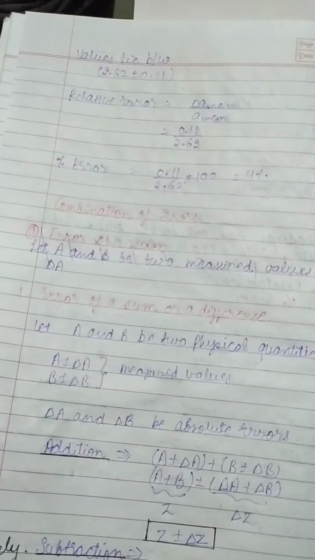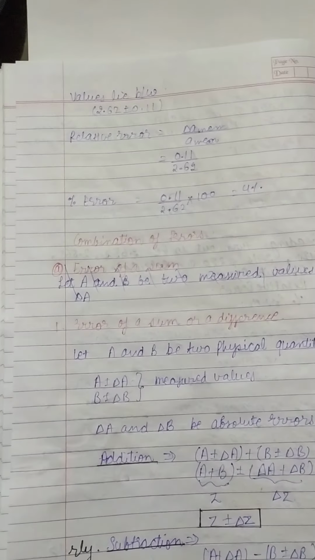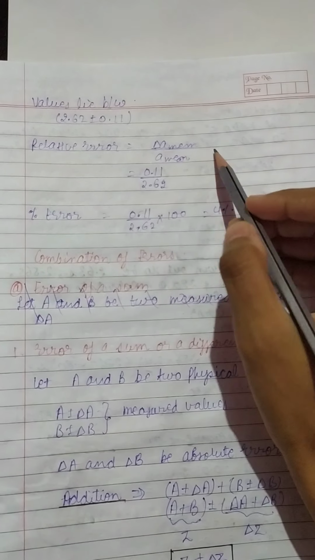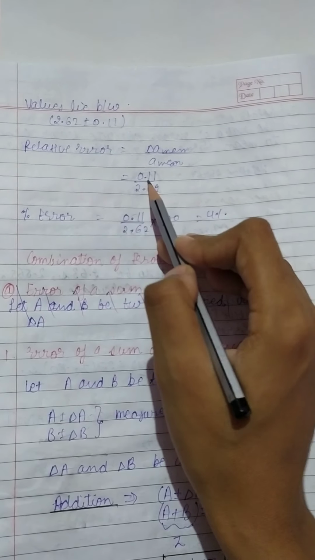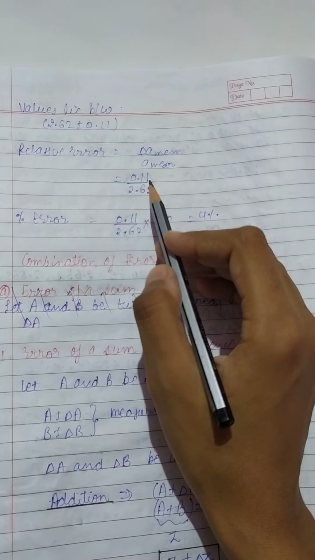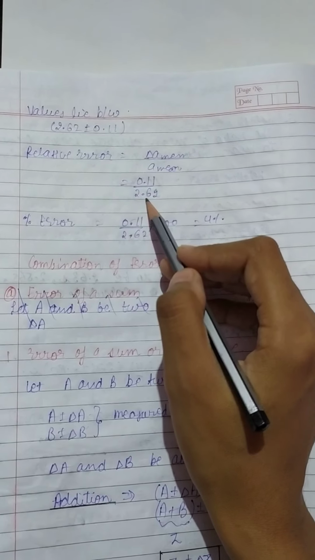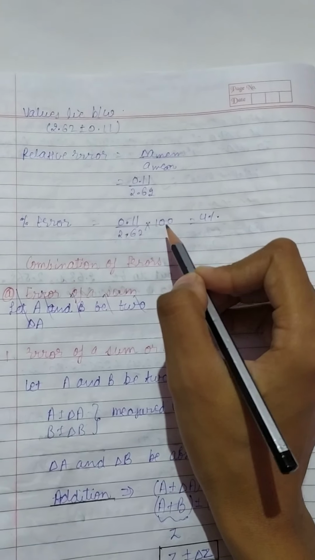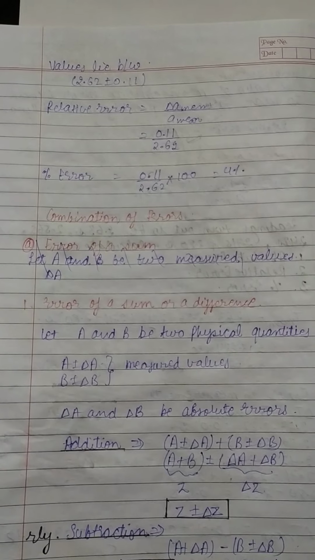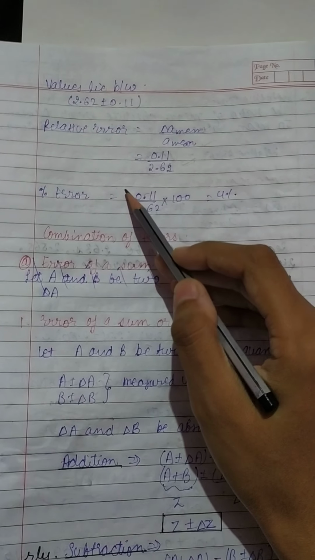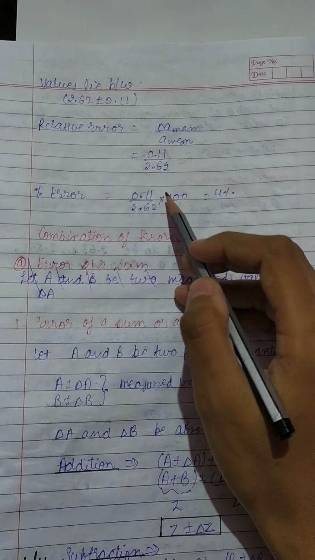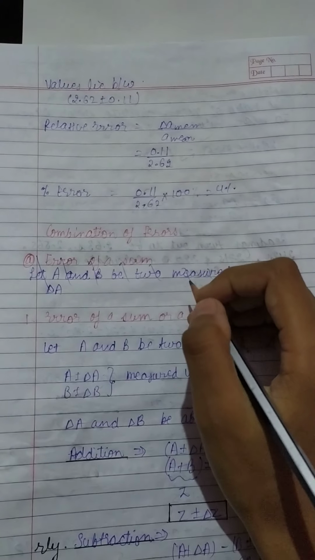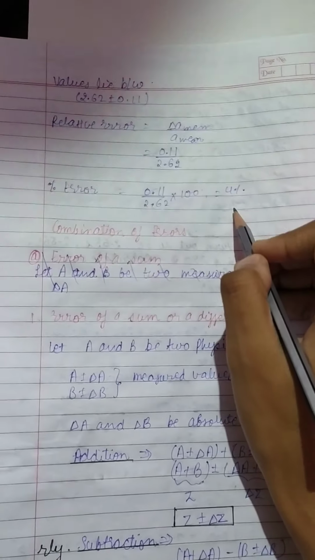Now let us see about relative error. How do we find the relative error? It is defined as the absolute error divided by the mean value. This is the absolute error that we got in the previous step, and this is the mean value. This is how we get relative error. Now how do we find percentage error? We simply find the percentage error by taking the percentage value of this relative error. So this is how we find the percentage error. That was all for today. Thank you.